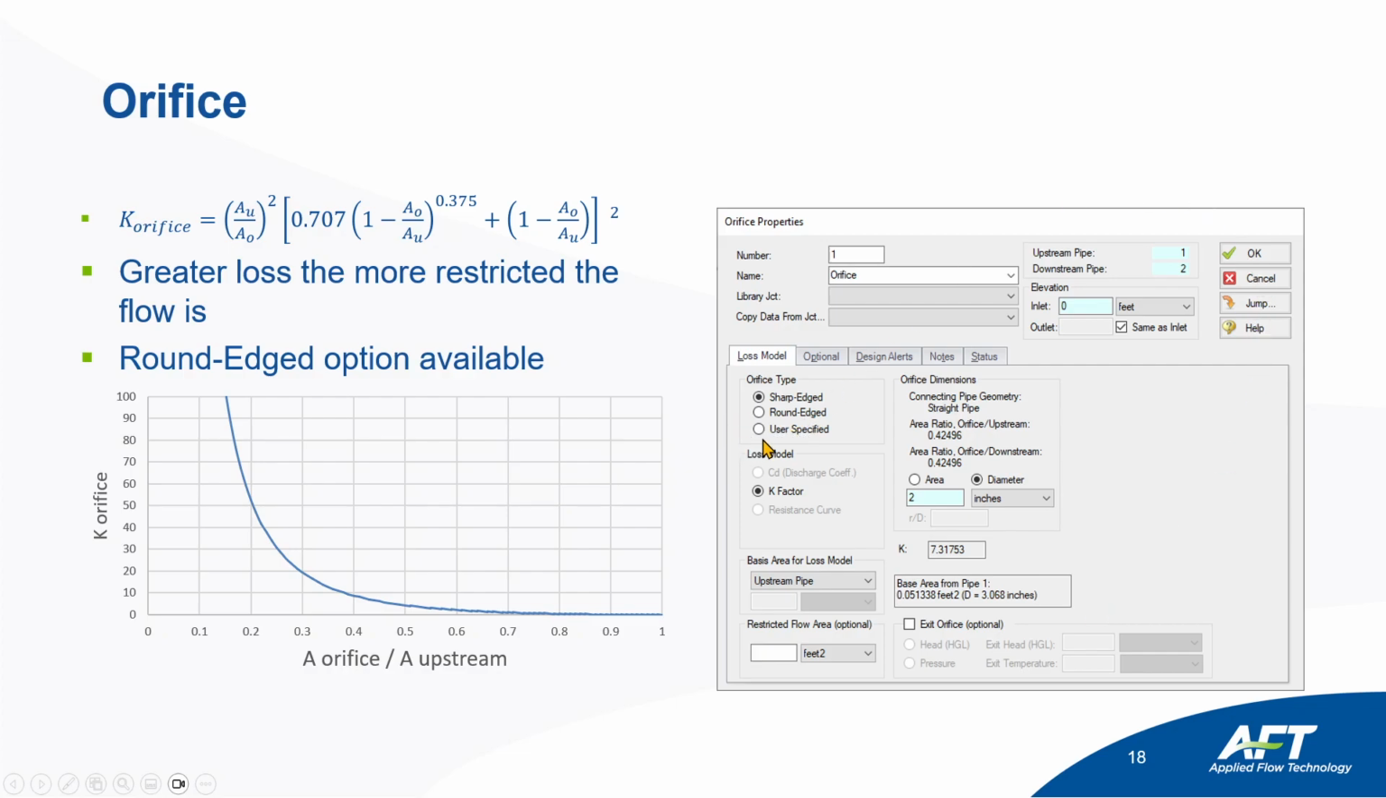And as always, you can do user specified. Perhaps you have lab data for your specific orifice, and that is always going to be the most accurate. The testing done on your unique component is going to be the most accurate data, and you can enter it. But if you don't have that data, you can use generalized equations such as this one.